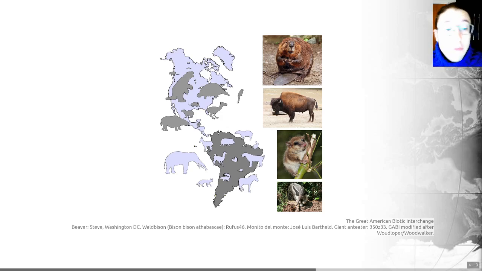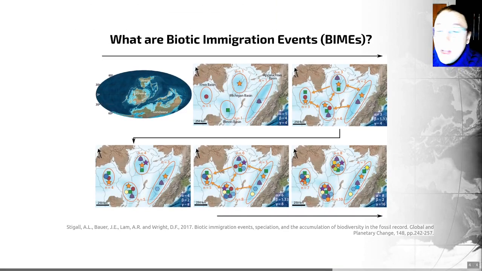And it's actually been proposed that the emergence of this land bridge might have initiated the upwelling of nutrients in the Caribbean area, and this, coupled with genetic isolation, in turn led to an increase in species diversity related to this barrier. So in general, this is a complex picture of what can happen when barriers change on a continental scale. And in fact, it's a mighty fine example of what we may call biotic immigration events, or BIMEs.